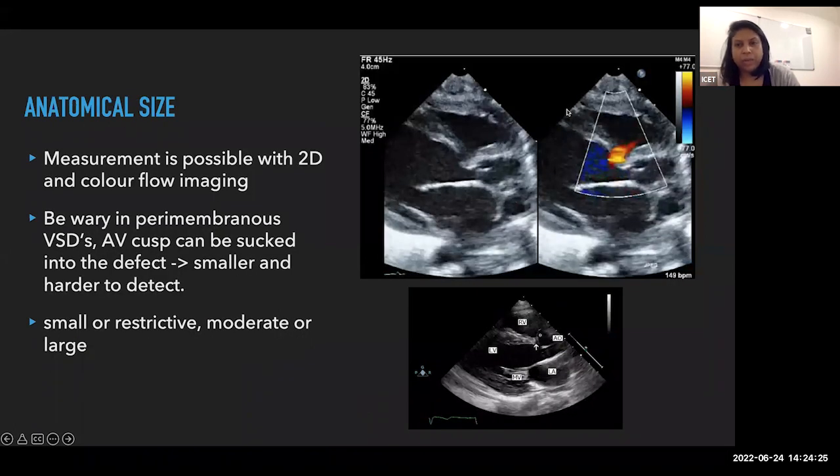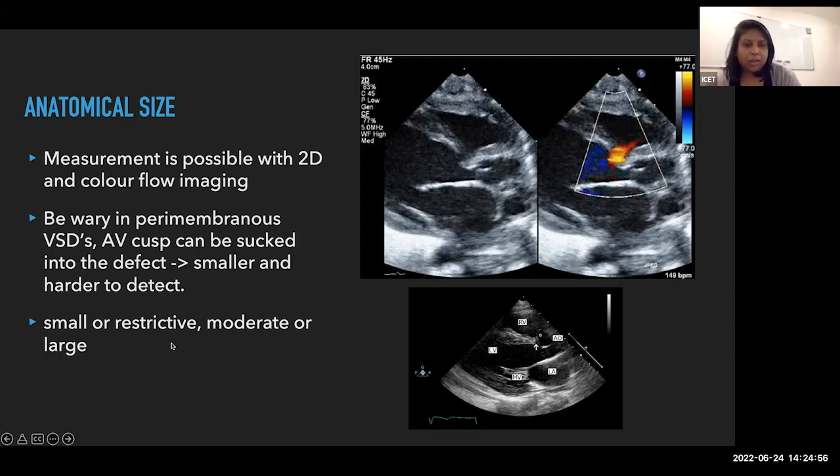In terms of anatomical size, again, you can measure this or appreciate this in greater detail with colour flow imaging. So colour flow imaging will help you at least identify where the VSD is. It's not always very obvious on 2D imaging to appreciate the size of the VSD, because as you can imagine, you need to be really well aligned with the actual defect to get, I guess, a more accurate size.